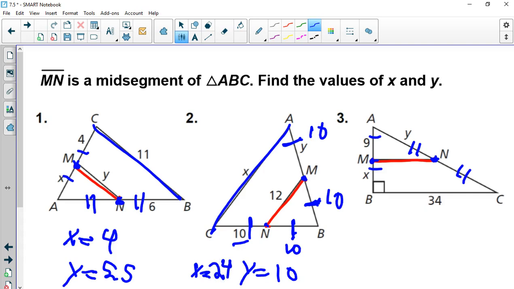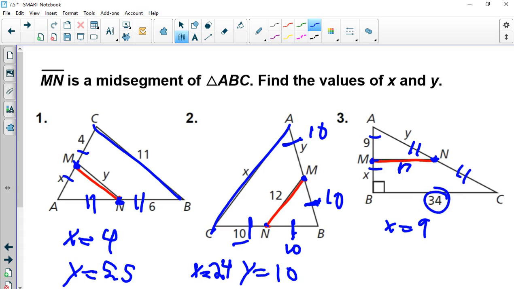Remember, if you need to hit pause anytime, go ahead and do so. So x is 9. We've already marked those equal. Now we have to find out y. Well, we know that this is going to be 17. Why do we know that? Because it's half of the parallel base.